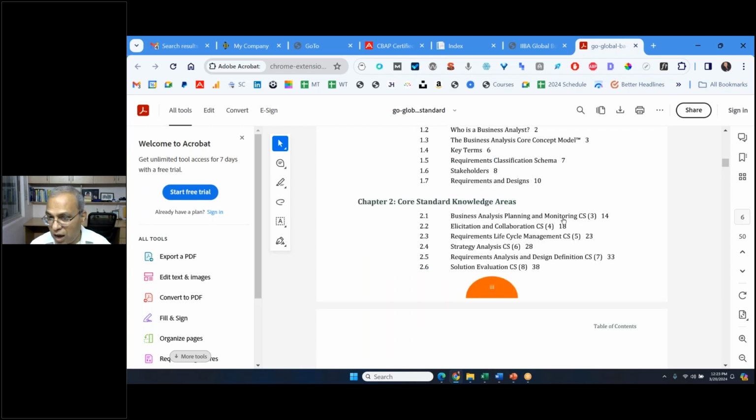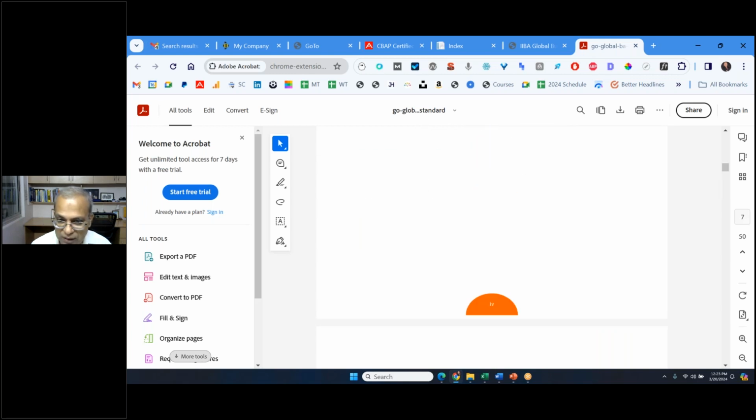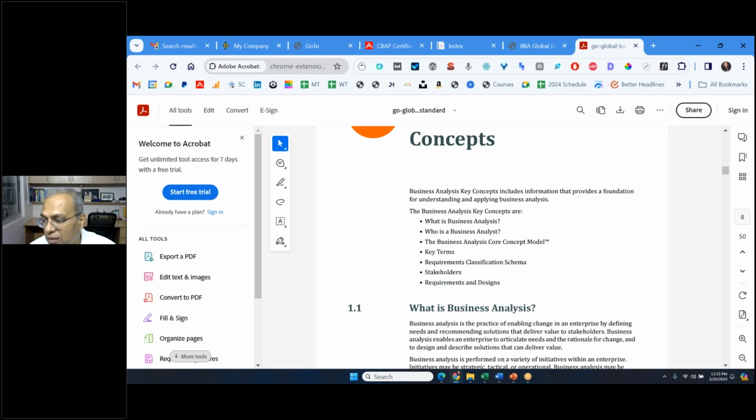It divides our work into 6 knowledge areas. And for each knowledge area, it describes different tasks. So it's a very good, simple document for you to get a good idea about what is business analysis and how to perform business analysis.